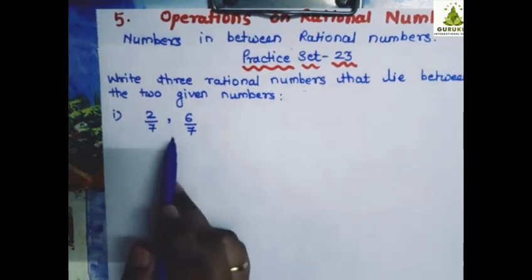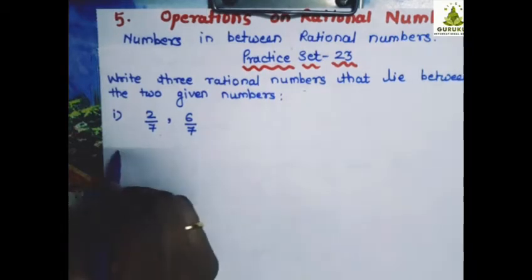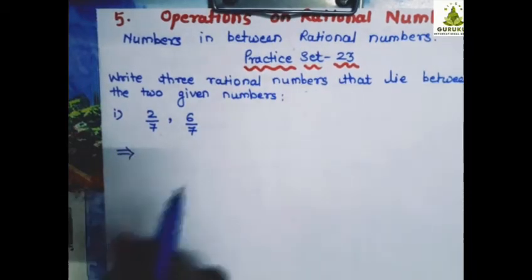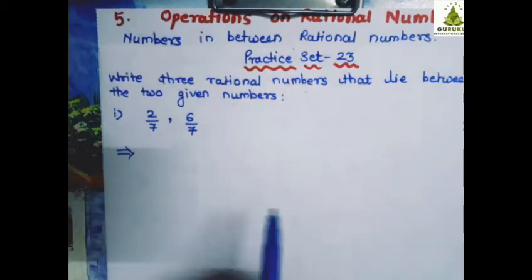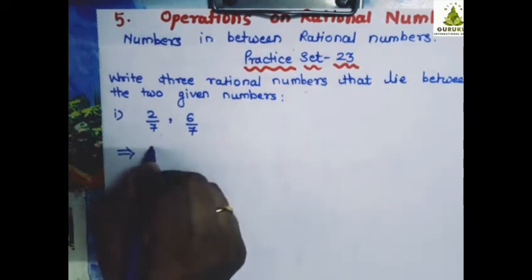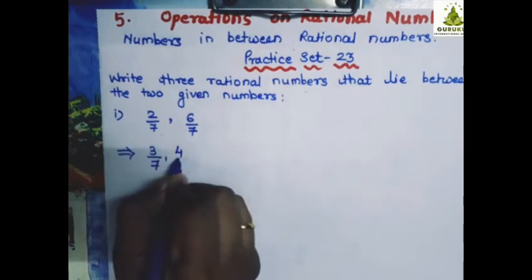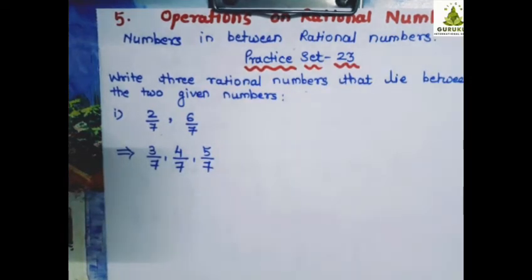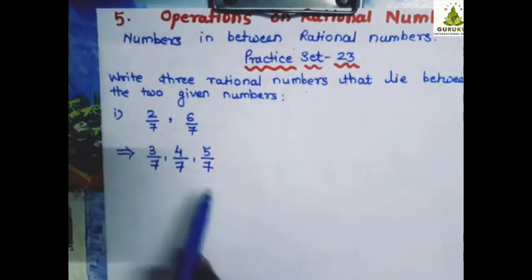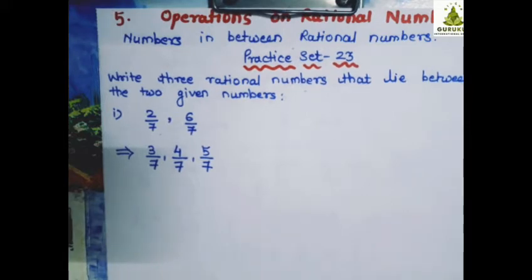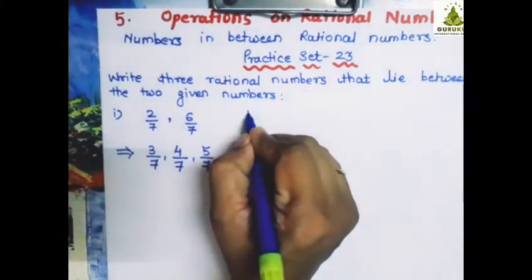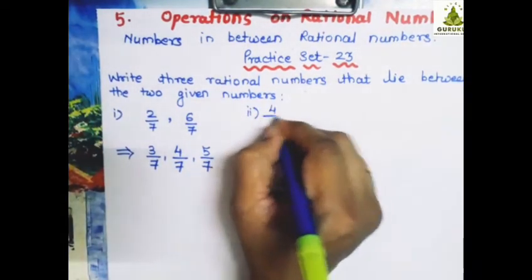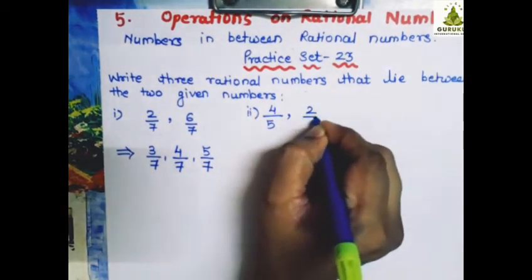So, 2 upon 7 and 6 upon 7. Which numbers lie in between? You can say 3 upon 7, 4 upon 7 and 5 upon 7. Okay. So, you can write here that 3 upon 7, 4 upon 7 and 5 upon 7 are 3 rational numbers that lie between these two fractions. Correct? You can write the answer in a statement form, or even if you write this much, it is okay. Okay? Next one, it is given 4 upon 5 and 2 upon 3.